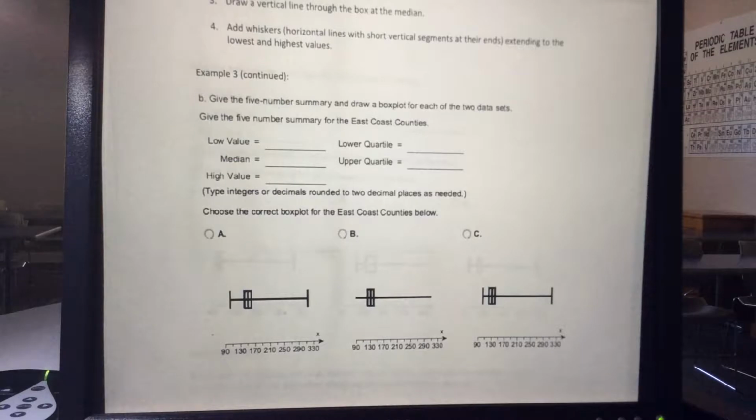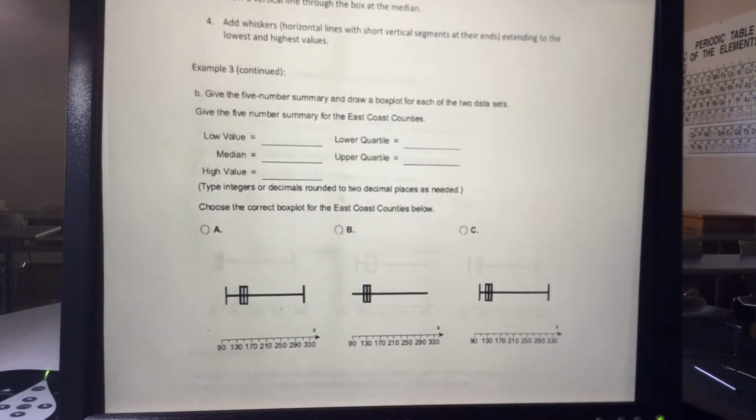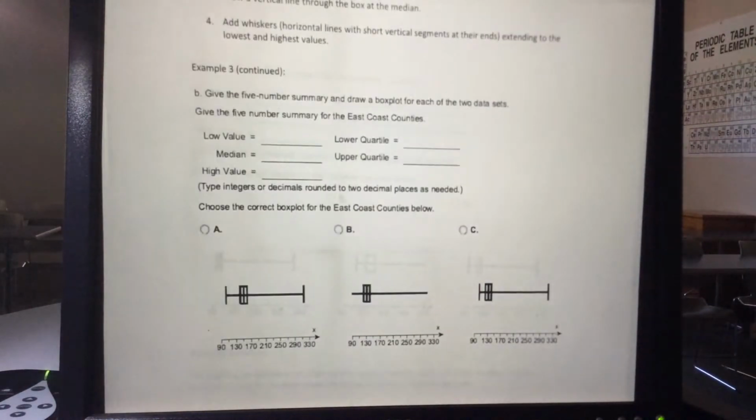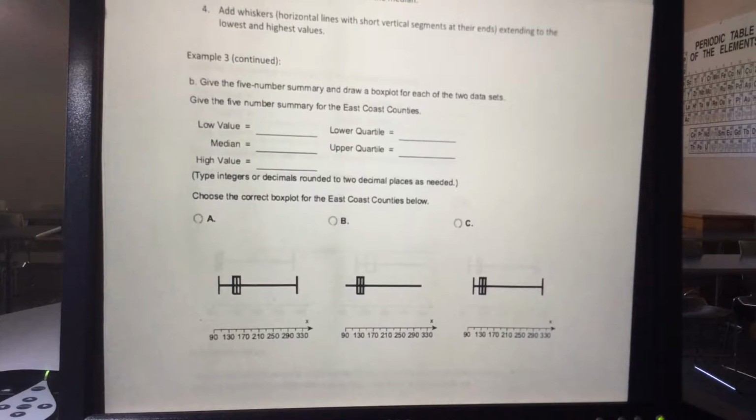Yeah. So here we're going to use that data set that we just did in example 3, which is this right here. Okay, so this is going to be the continuation of example 3. Here we're going to give the 5-number summary and draw a box plot for each of the 2 data sets. You're going to select the one that fits that data set.